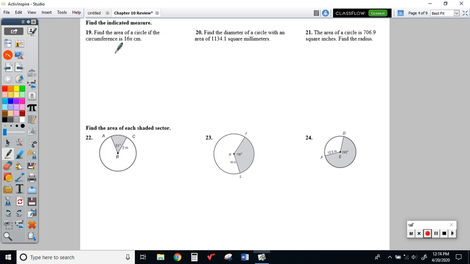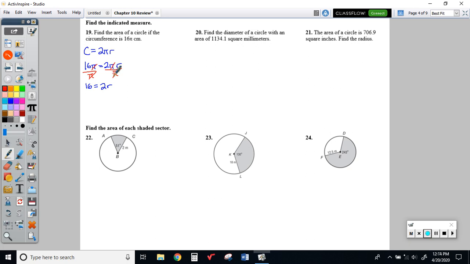Number 19, finding the area of a circle if the circumference is 16 pi. So we know a circumference formula is 2 pi r. So I'm going to plug in that 16 pi in for C. You've got 2 pi r, and I can solve for r from here. I'm going to divide by pi first to get all the pi's to go away, make this problem look a lot easier or be a lot simpler to calculate.